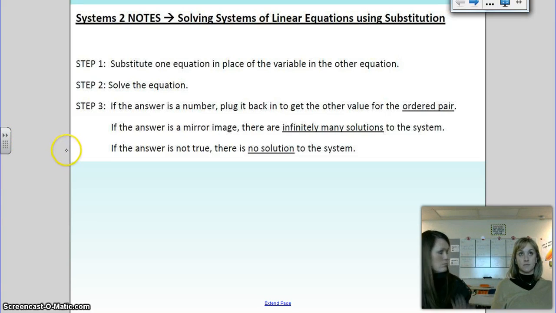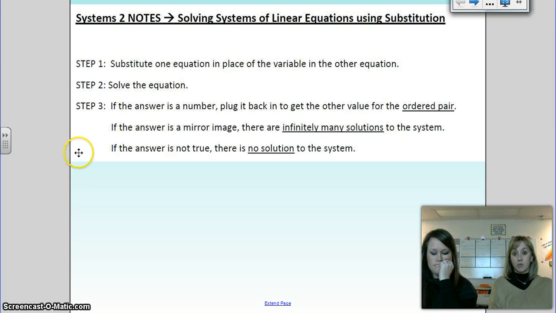But the first one: substitute one equation in place of the variable in the other equation. The way I like to think of this is if Mrs. Richardson is gone, a substitute comes in her place. It's not that she's just gone all of a sudden; someone comes, something is in her place. So that's what you can think about in substitution. You replace it with something else. Okay. Step 2, solve the equation.